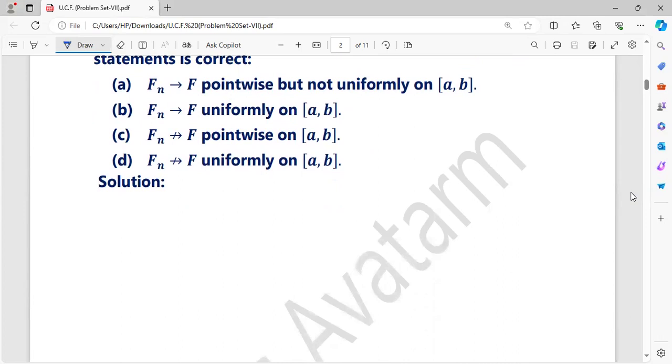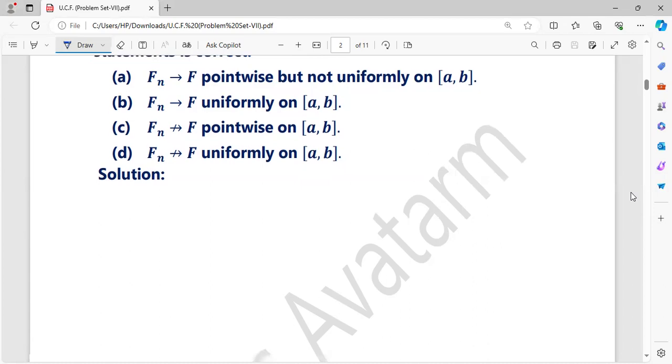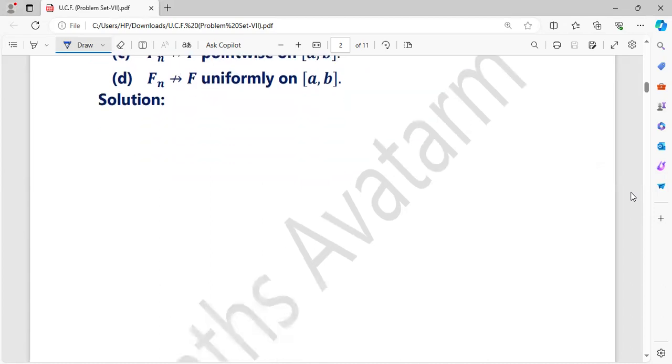Option number 1: F_n converges to F pointwise but not uniformly on [a, b]. Option 2: F_n converges to F uniformly on [a, b]. Option 3: F_n does not converge to F pointwise on [a, b]. Option number 4: F_n does not converge to F uniformly on [a, b]. Now let's see its solution.